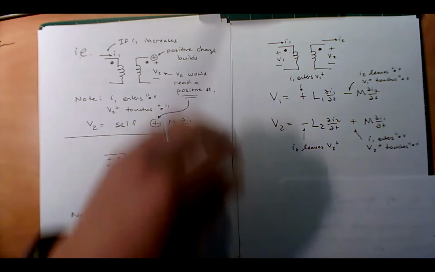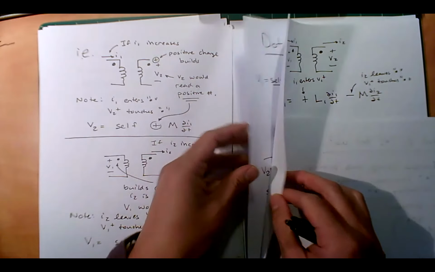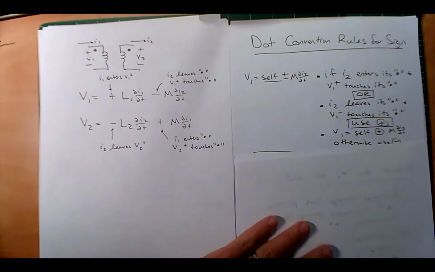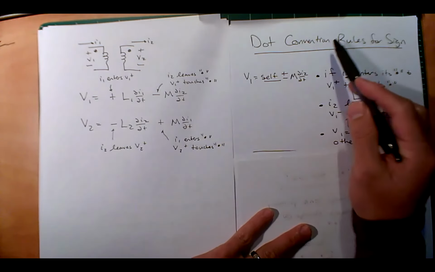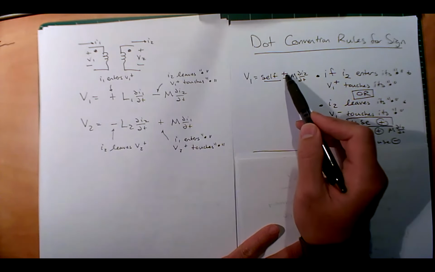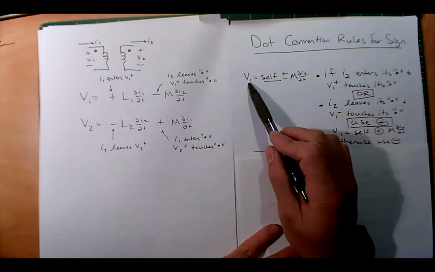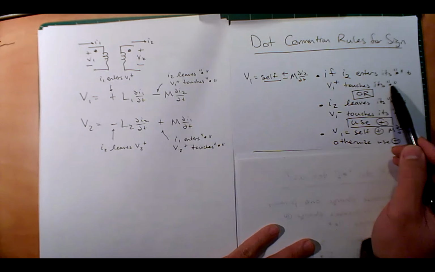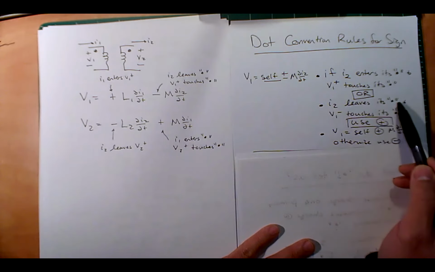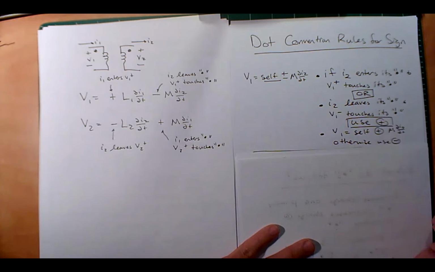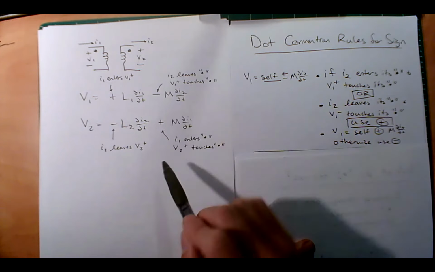Okay. So maybe we can summarize these in a set of rules. Here are the rules you can remember, the dot convention rules for sign. So you have yourself and plus or minus. How do you determine this plus or minus? If you're looking at V1 and I2, you say if I2 enters its dot and V1 positive touches its dot, or if I2 leaves its dot and V1 negative touches its dot, use the positive. Otherwise, use negative.